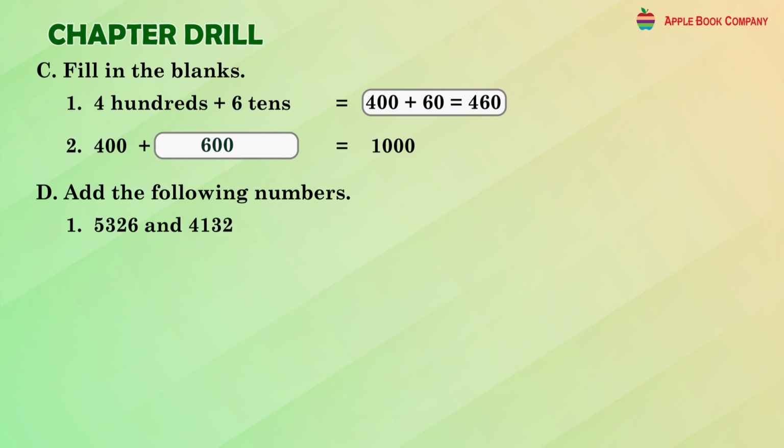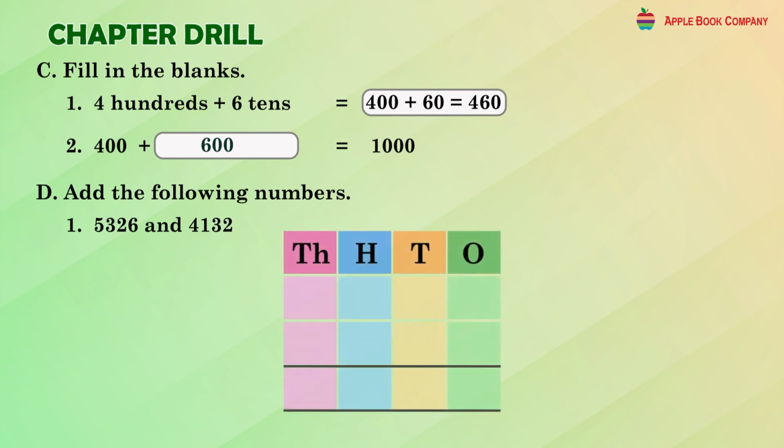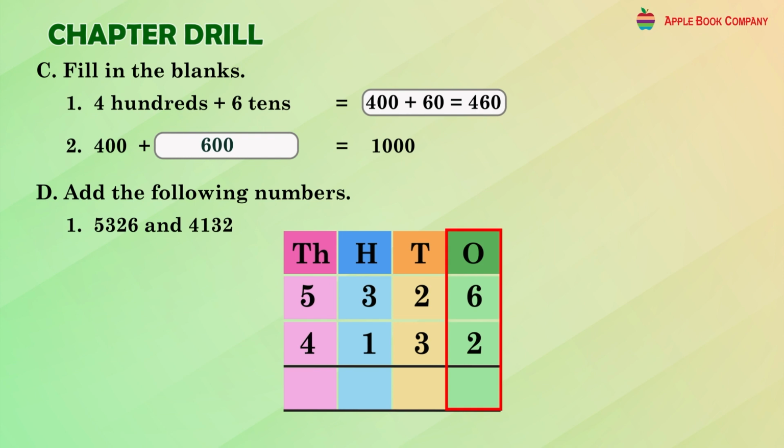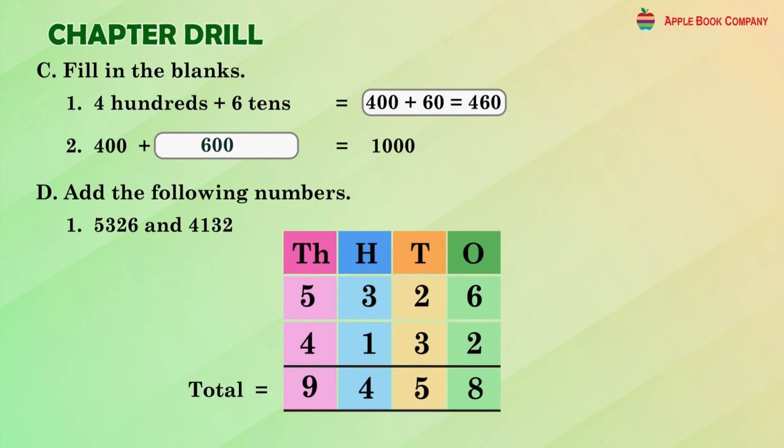5,326 and 4,132. We arrange them in the appropriate columns and we add them. We add the ones first, which is 6 plus 2 is equal to 8. 2 plus 3 is 5. 3 plus 1 is 4 and 5 plus 4 is 9. The total of 5,326 plus 4,132 is equal to 9,458.